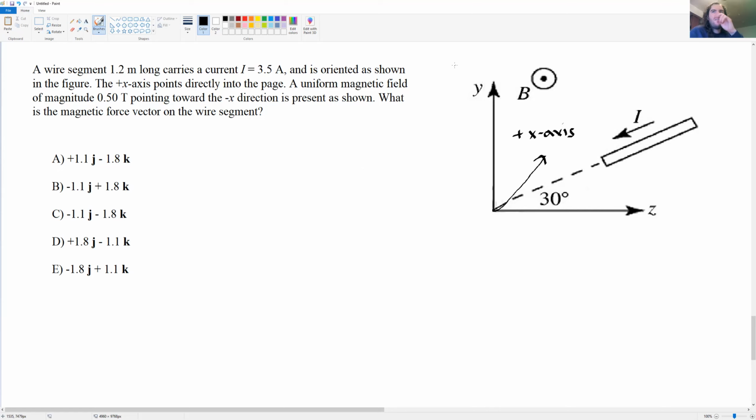A uniform magnetic field of half a Tesla is pointing towards the minus z direction as shown. What is the magnetic force vector on the wire segment? So we've got to be able to get the vector for the magnetic field, right? Not just its magnitude, but the actual vector. Okay, so I'll give you guys, this is maybe one that'll take a little bit longer. Maybe I'll give you guys about 3 to 4 minutes to work on it by yourselves, and then I'll put you into the groups, okay? So I'll give you about 3 to 4 minutes.